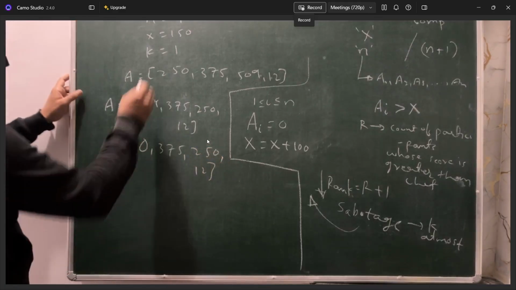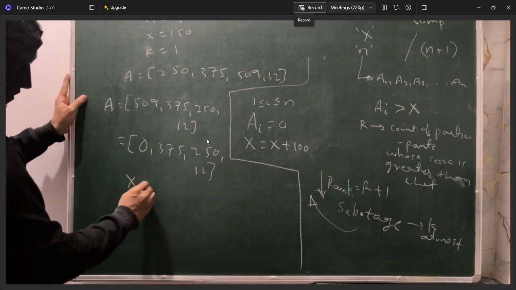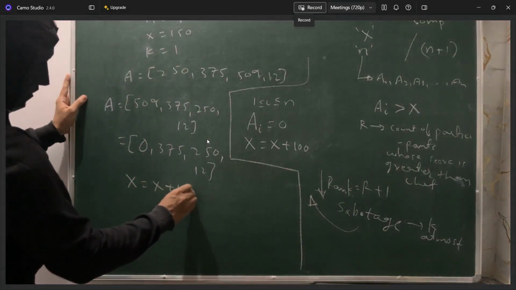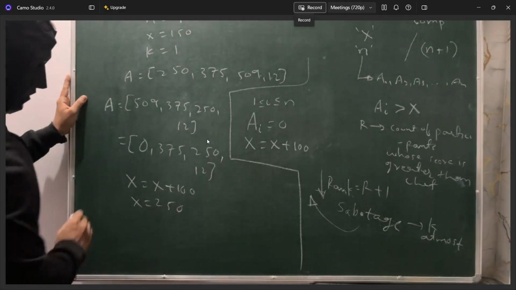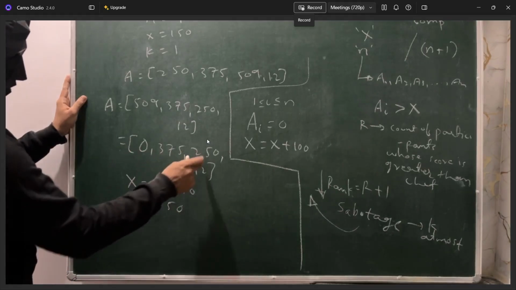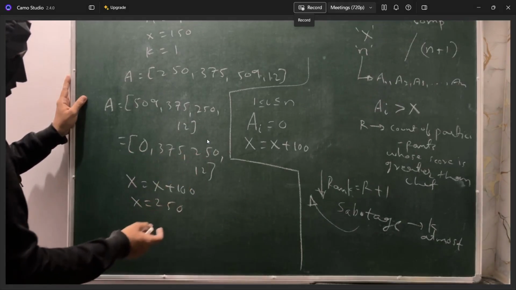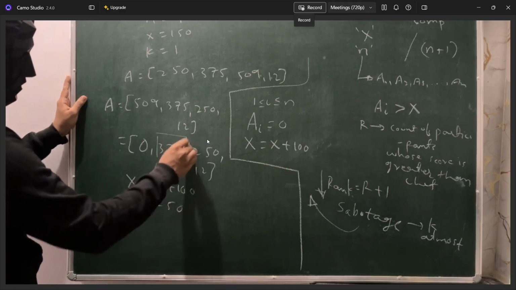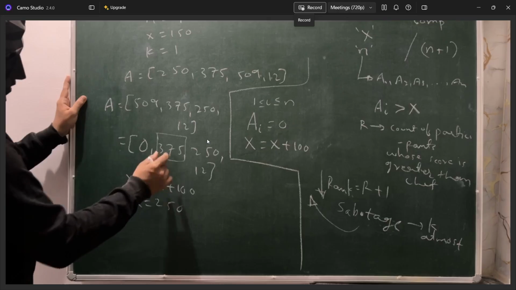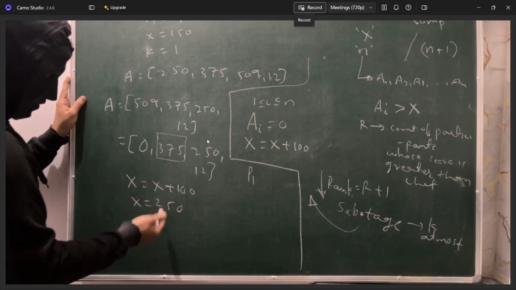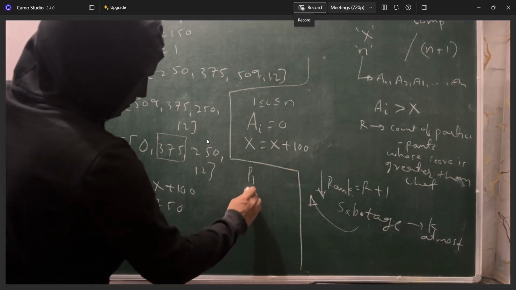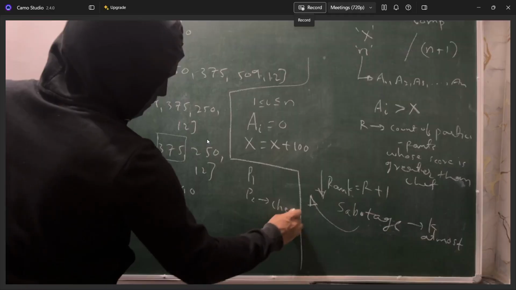Okay, and now chef's score was 150. His score will be increased to x plus 100, which is 150 plus 100, that is 250. Now his score is 250. If you check how many people have a score greater than 250, only one, that is 375. So only one person's score is strictly greater than 250. So chef is the second person, and his rank will be 2.